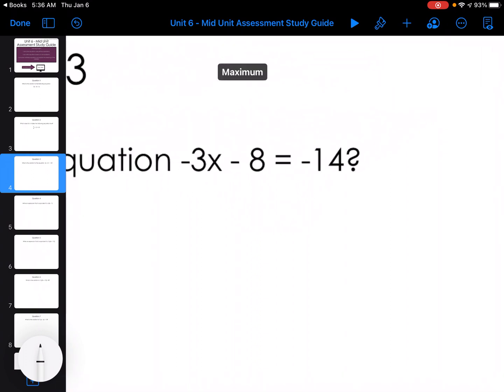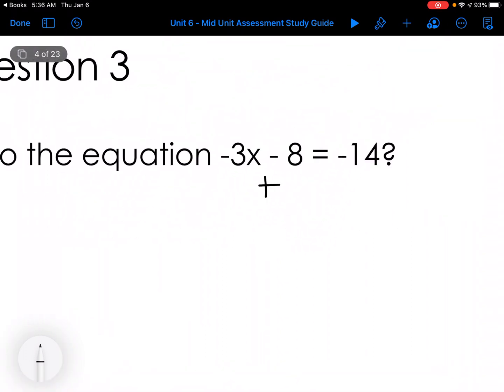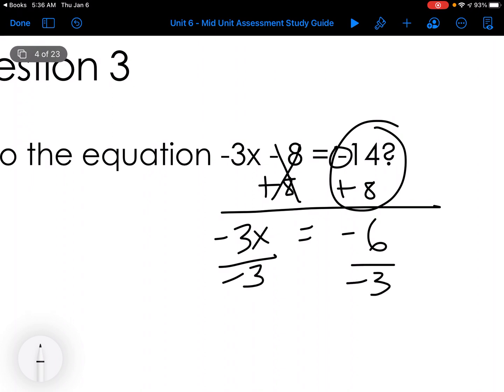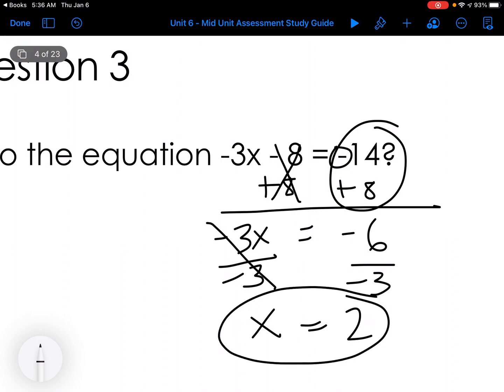I'm going to add 8 to each side. So I'm looking at my integer rules or my rational number rules. Signs are different, so I subtract. And I'm going to take the sign of the larger absolute value. I'm going to divide by -3. -3 divided by -3 gives me +1. And -6 divided by -3 leaves me with a +2.